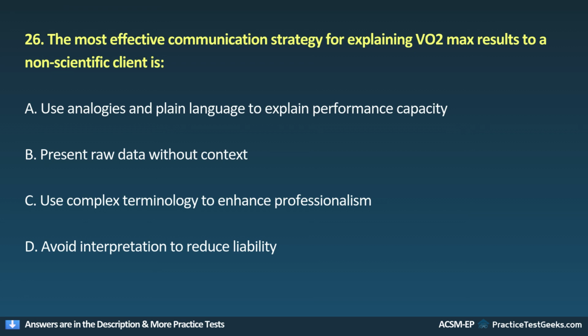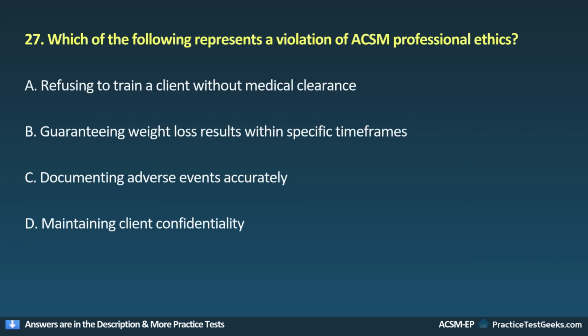The most effective communication strategy for explaining VO2 max results to a non-scientific client is A. Use analogies in plain language to explain performance capacity. B. Present raw data without context. C. Use complex terminology to enhance professionalism. D. Avoid interpretation to reduce liability.